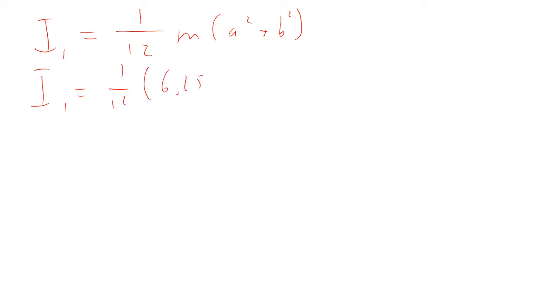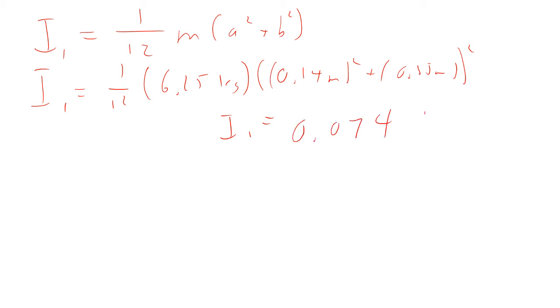So I of the rectangular block. What's that going to be? Well, you look it up in the table. That's 1/12 m times a squared plus b squared. So it's 1/12 times 6.25 kilograms times 0.14 meter squared plus 0.35 meter squared. So I1 comes out to be equal to 0.074 kilogram meter squared.